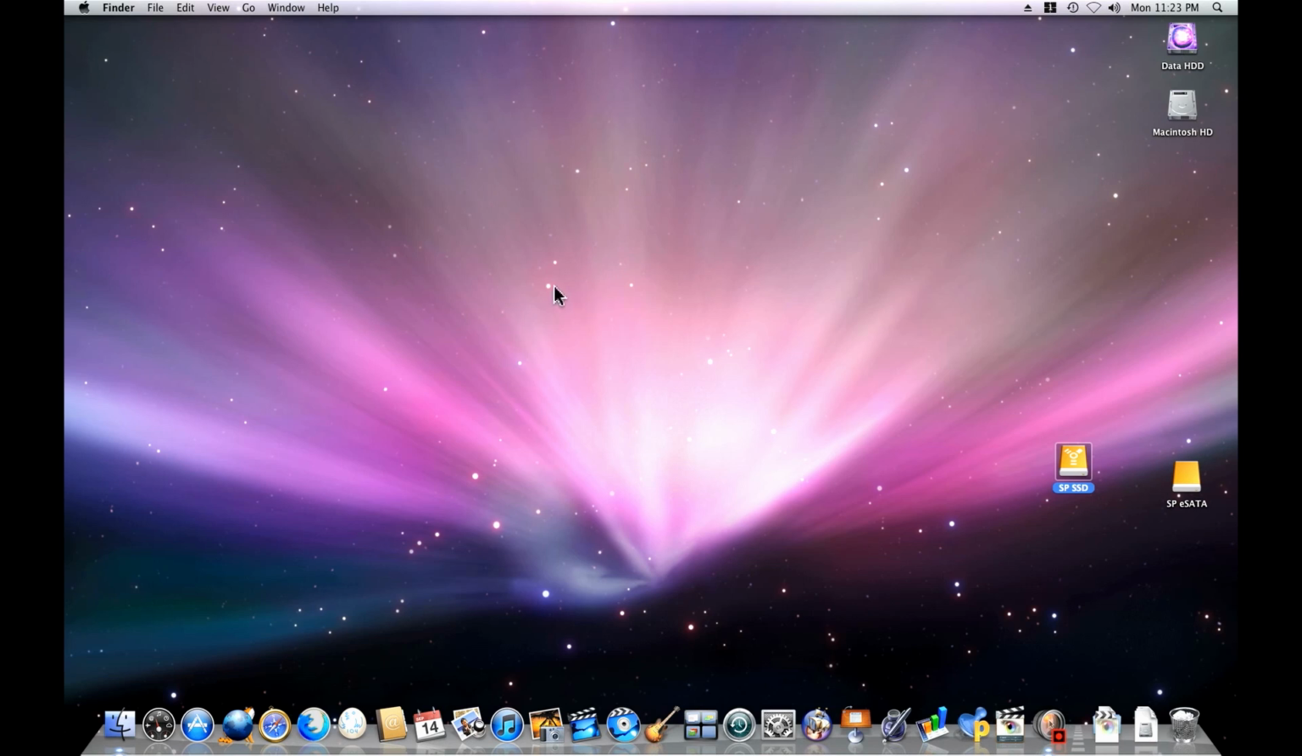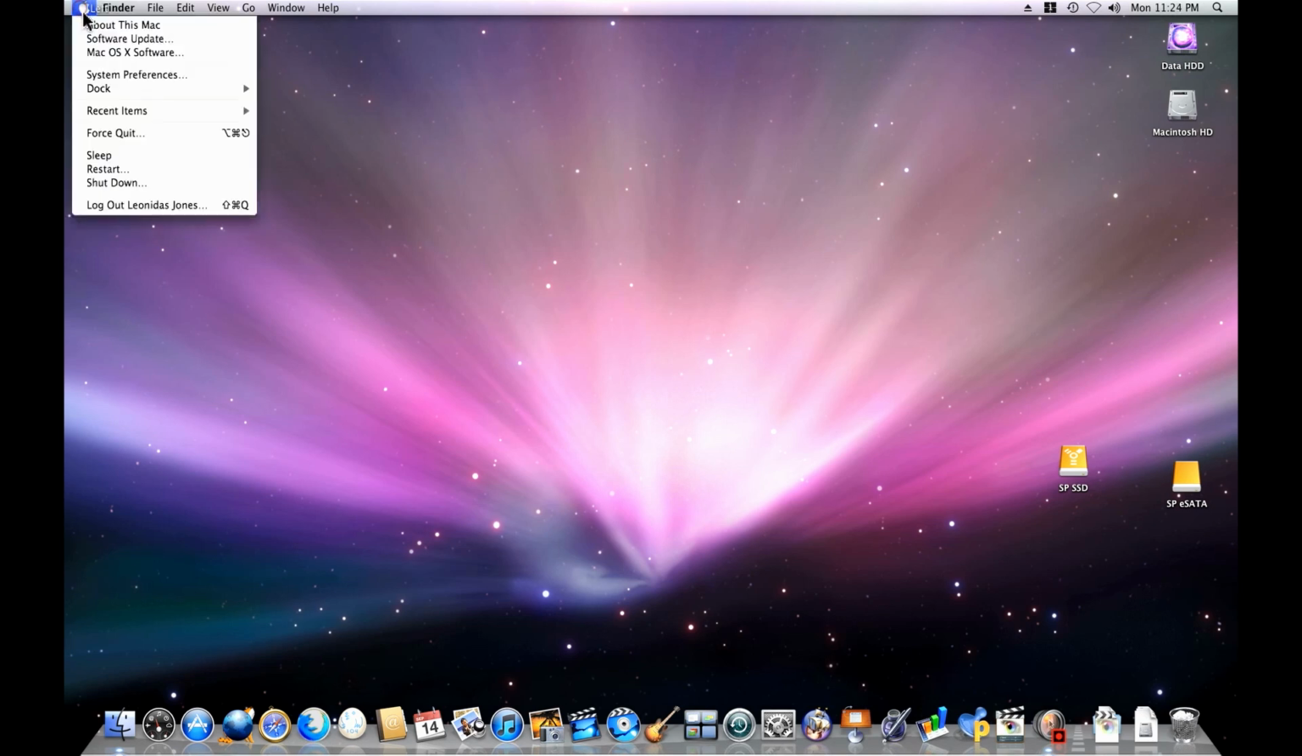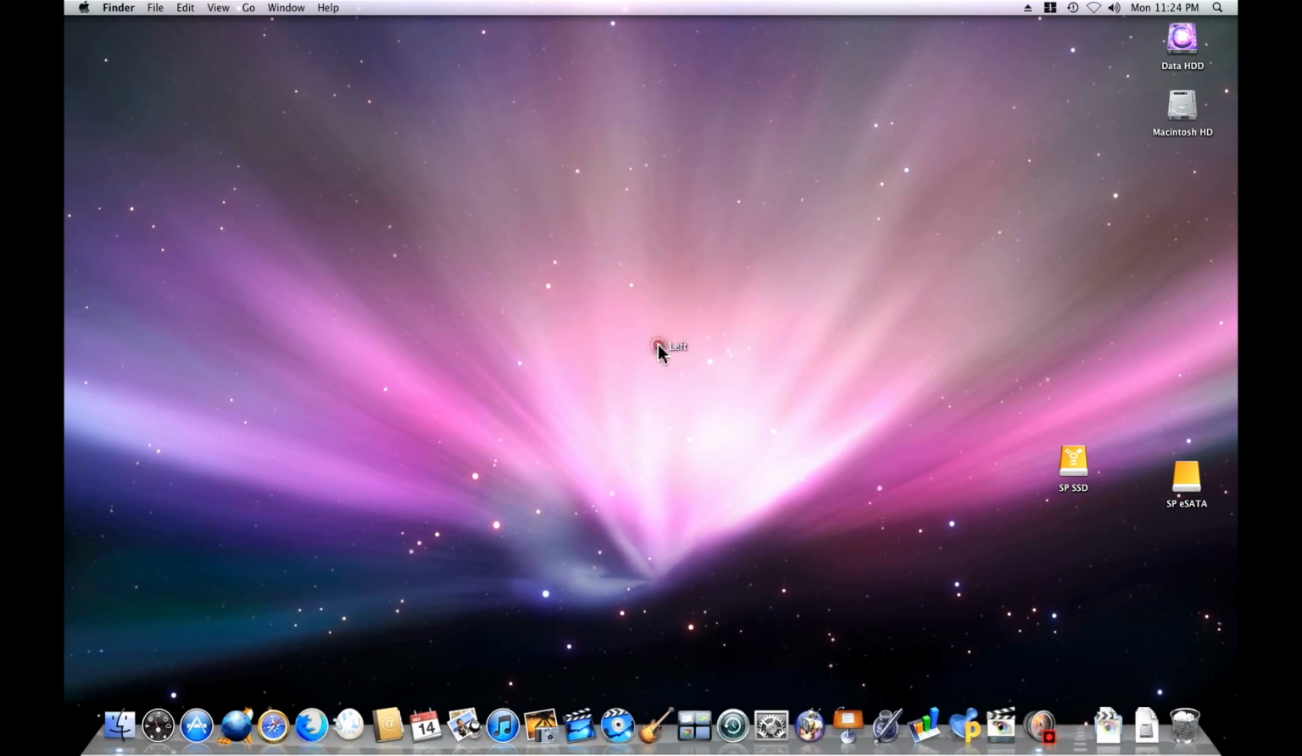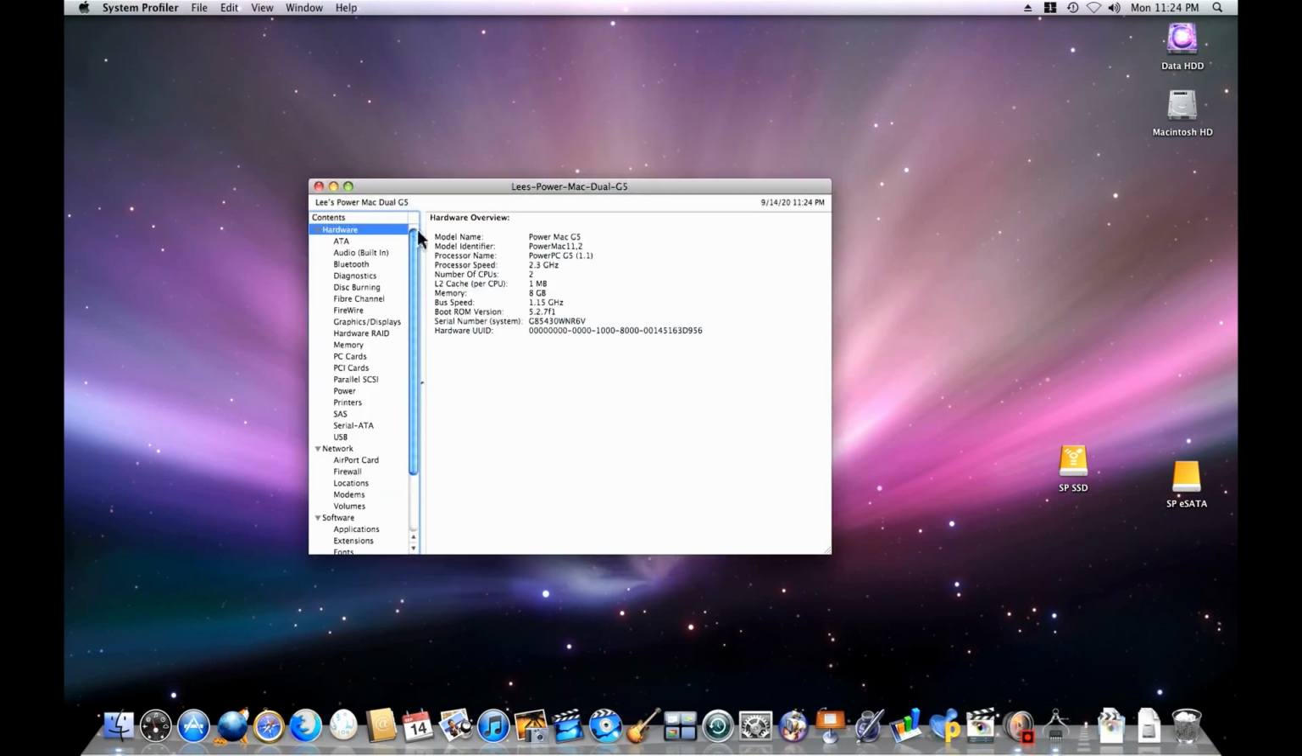Things seem to be working pretty well. Obviously, our PCIe cards are working because we have our FireWire drive here. We have our eSATA card there, eSATA drive there. So, that's all good. And about this Mac, 8 gigabytes of DDR2 RAM. We're in good shape there. Now the big one.